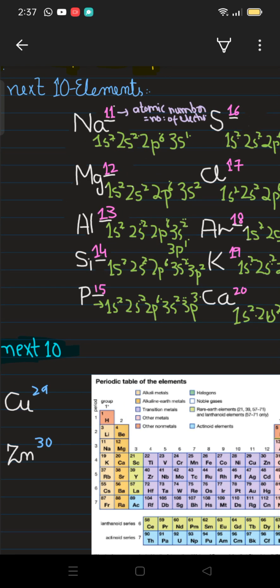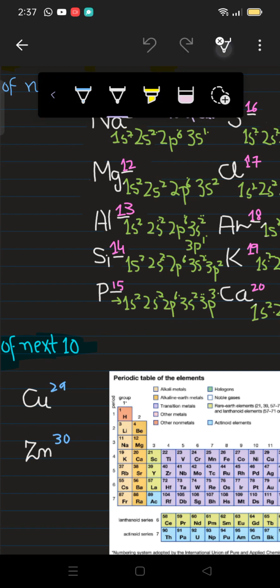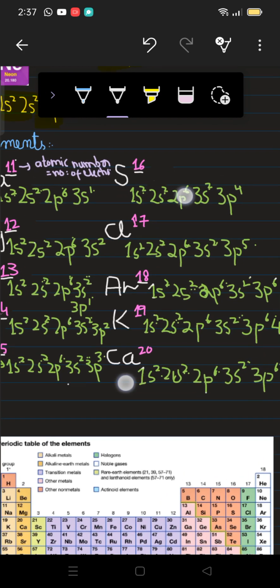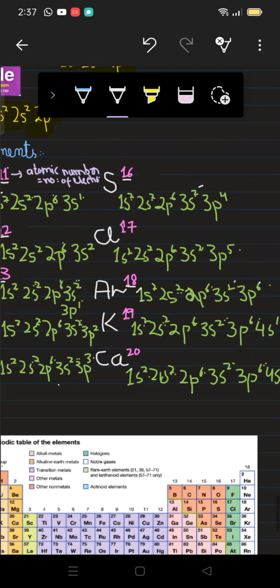Then we have silicon 1s2, 2s2, 2p6, 3s2, 3p2. Then we have phosphorus 1s2, 2s2, 2p6, 3s2, 3p3. Then we have sulfur 1s2, 2s2, 2p6, 3s2, 3p4. Then chlorine 1s2, 2s2, 2p6, 3s2, 3p5. Then argon 1s2, 2s2, 2p6, 3s2, 3p6.